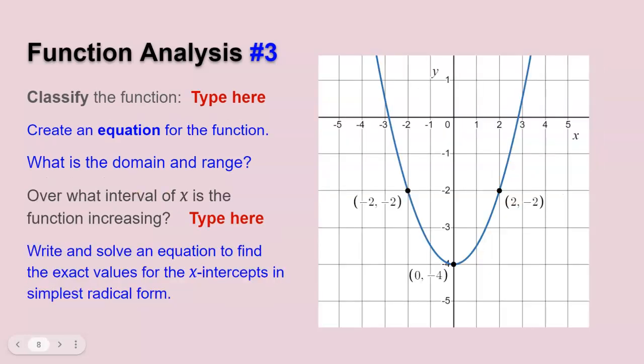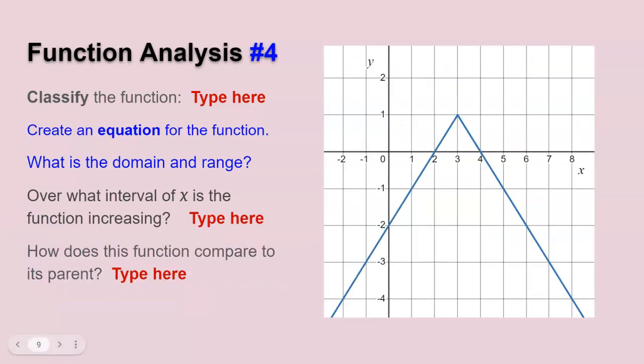For function analysis 3, classify this function. Create an equation. What is the domain and range? Over what interval of x is this function increasing? Now here's a little different. We're going to write and solve an equation to find the exact values for the x-intercept in simplest radical form. So whatever their equation is, they're going to change their y value to 0 and solve to find those x-intercepts. This is an opportunity to simplify square roots, and there's not really any of that in this activity other than that, so let's get the most we can out of this particular problem.